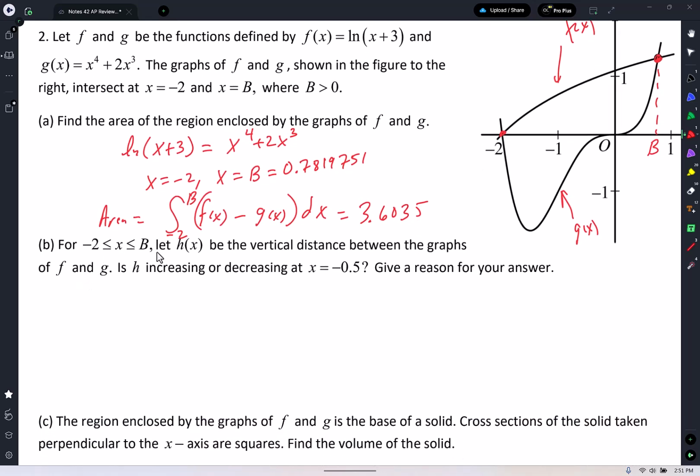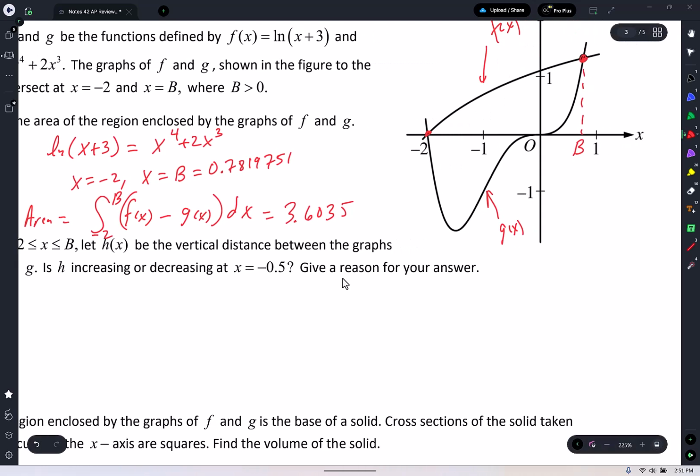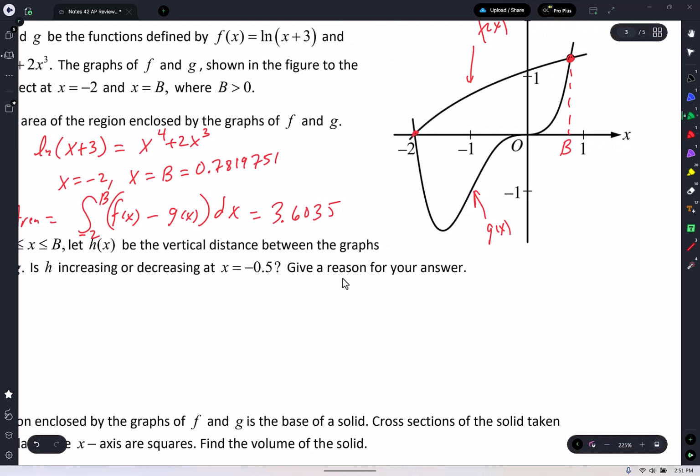Between -2 and b, let h of x be the vertical distance between the graphs of f and g. Is h increasing or decreasing at x equals -0.5? Give a reason for your answer. Okay, here's my line. -0.5 is probably right here. It looks like it's decreasing because this graph is going up faster than the other one. So that's h.